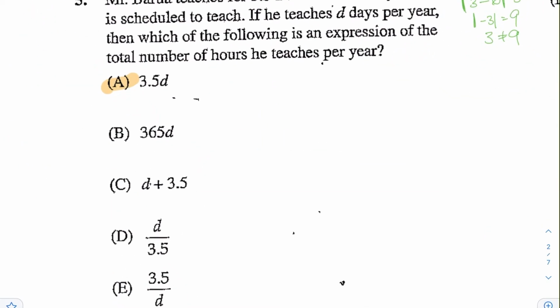Next, for number 5, Mr. Baroa teaches for 3.5 hours on each day that he is scheduled to teach. If he teaches D days per year, then which of the following is an expression of the total number of hours he teaches per year? So he teaches D days a year.